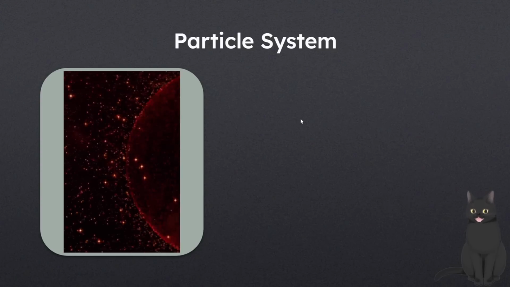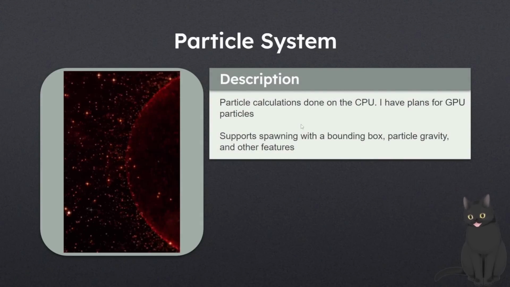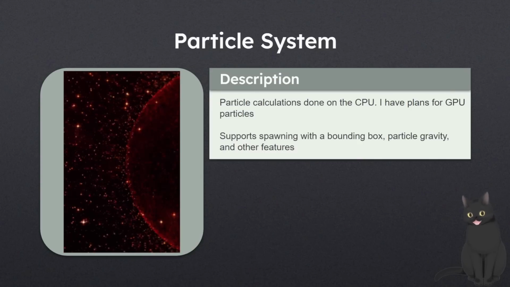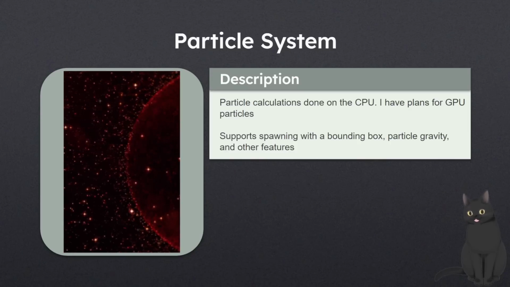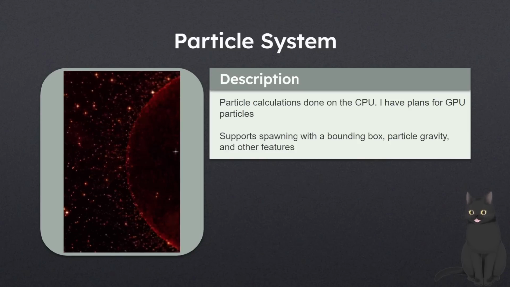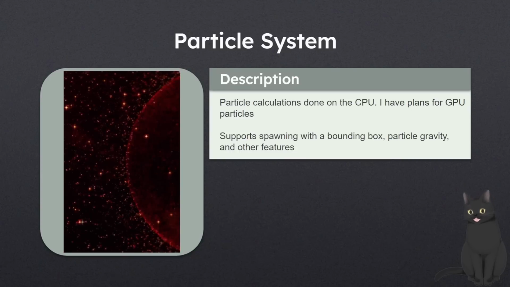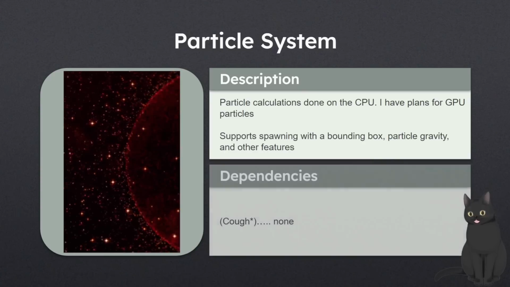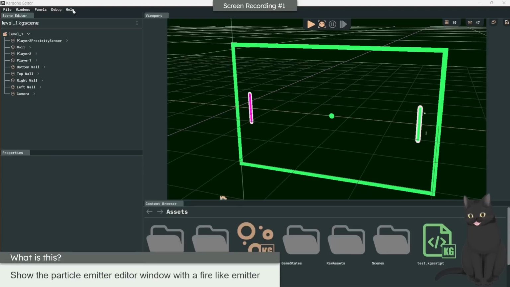All right, I think we're getting towards the end. So, the particle system. For my engine, the particle calculations are done on the CPU as a basic implementation. I do have plans for GPU particles at some point. It supports spawning with a bounding box, so you can spawn within an area. It supports particle gravity and a few other features like color interpolation. There are no dependencies in particular other than the backend rendering.